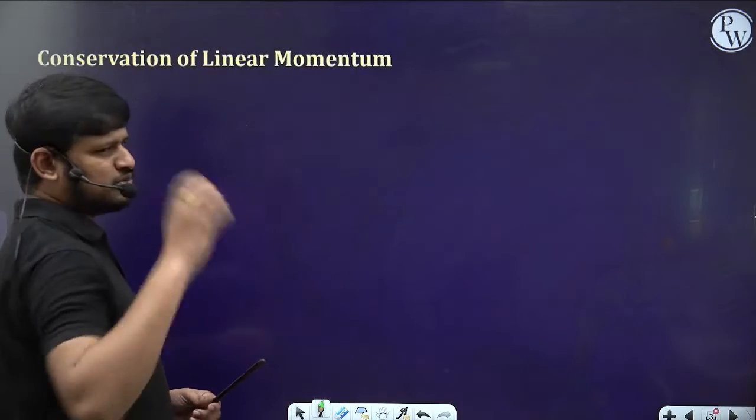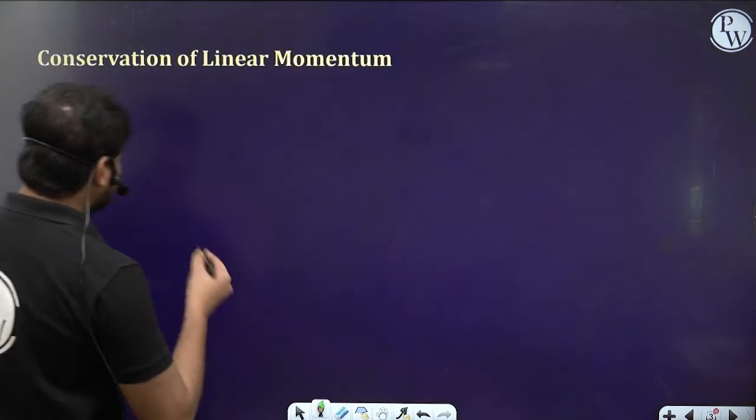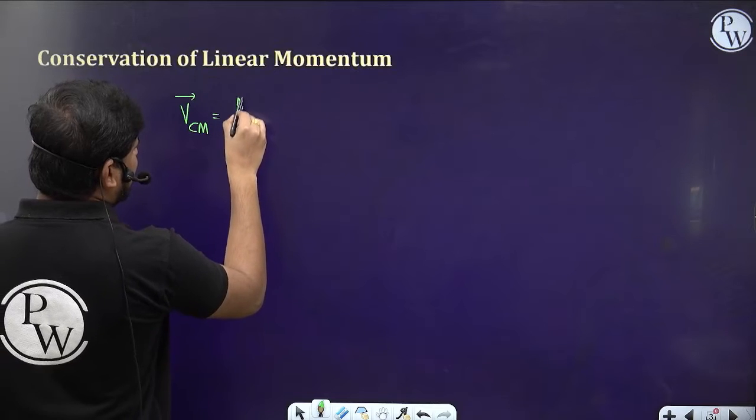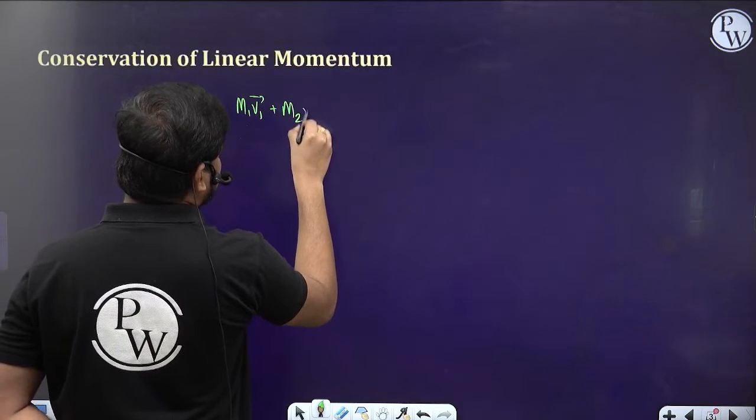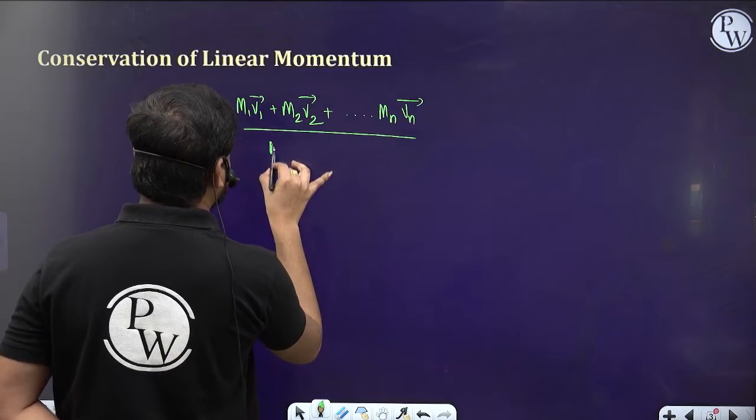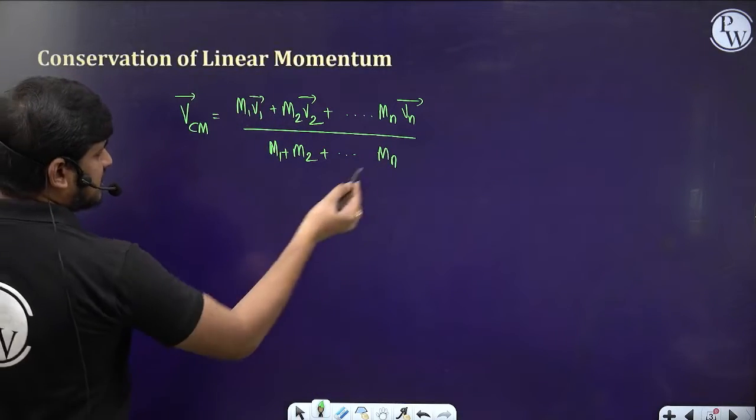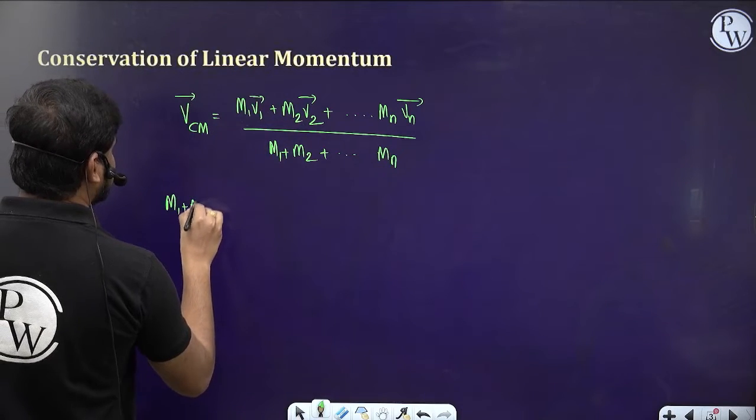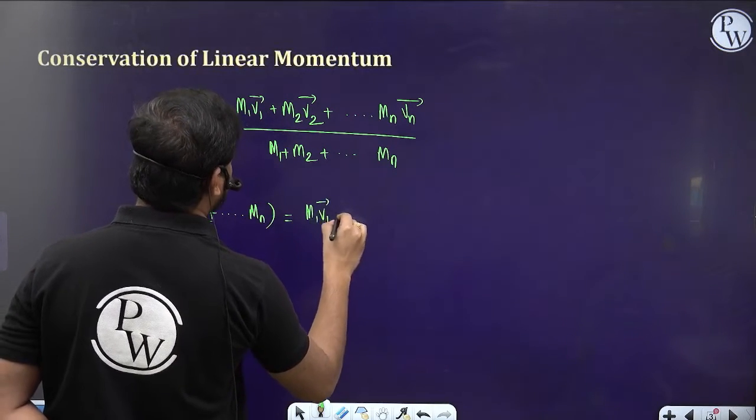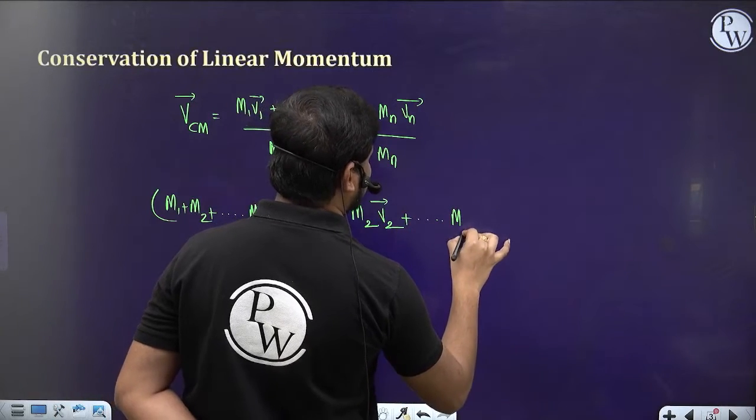So what is the conservation of linear momentum? You know that initial momentum is equal to final momentum. Let's understand it from the system of particles view. We know that the velocity of center of mass, VCM, is equal to m1 v1 plus m2 v2 plus m3 v3, till mn vn, divided by m1 plus m2 plus m3, till mn. Let's send these masses to this side, so that we get m1 plus m2 plus m3, till mn, times VCM, which is equal to m1 v1 plus m2 v2 plus m3 v3, till mn vn.